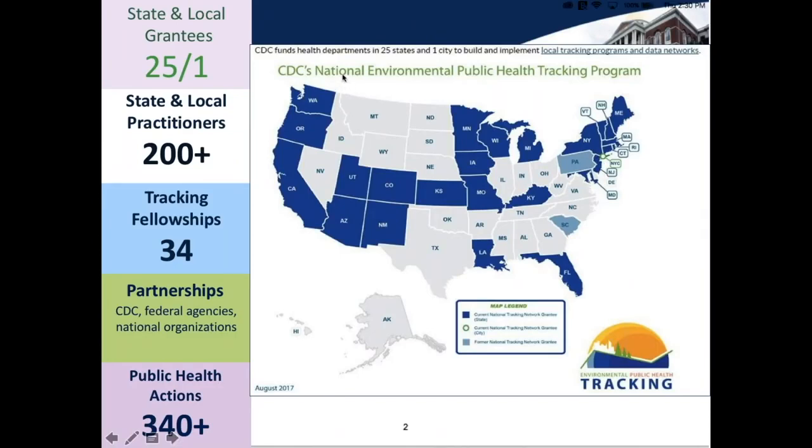Hi, everybody. Thanks, Margaret, for letting me chime in here. This slide just represents the reach of the Environmental Public Health Tracking Program. For those of you who don't know, tracking for short is also a CDC-funded program, and in Massachusetts we've really leveraged the fact that we have both a climate and health group and environmental public health tracking, and tried to maintain that partnership over the years.